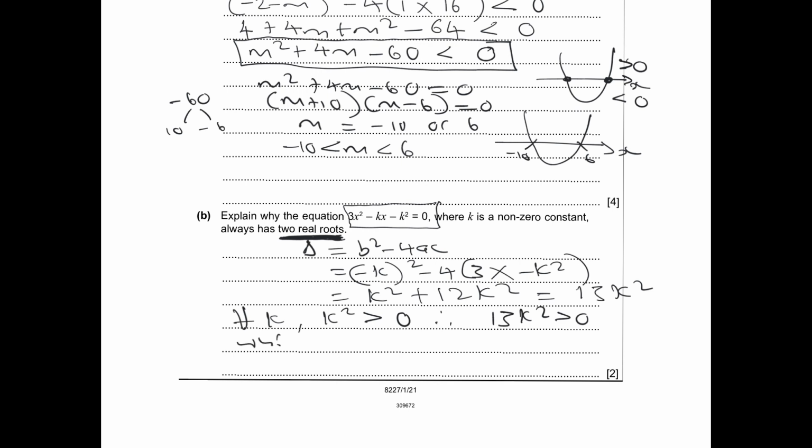Which means that our discriminant is actually greater than 0. Therefore, we have two real roots. We have two real roots. So that's actually the explanation that we have to give there.